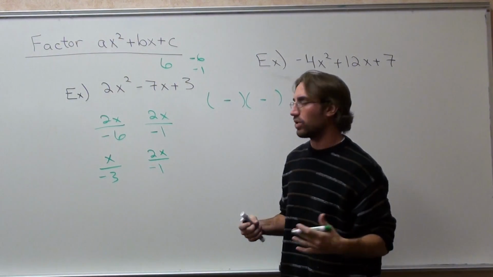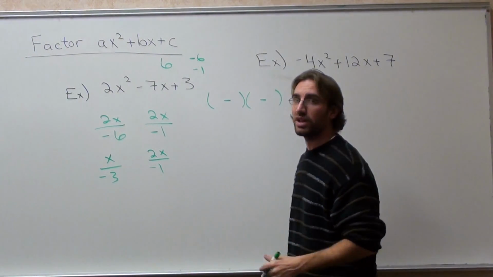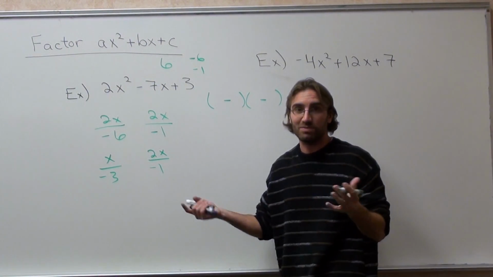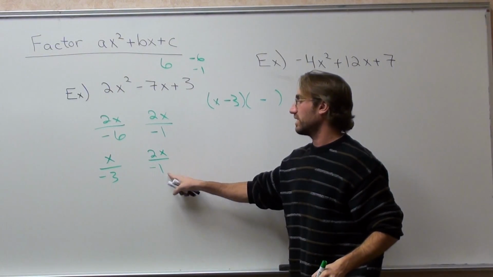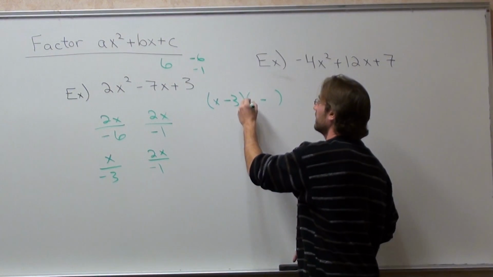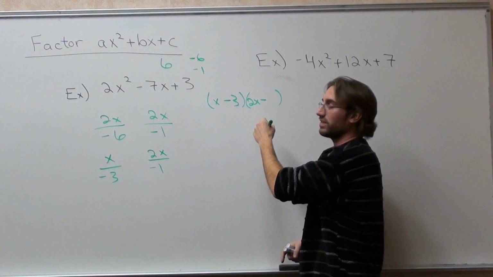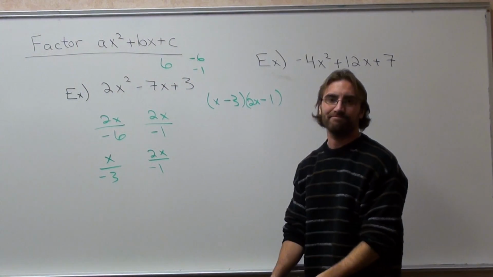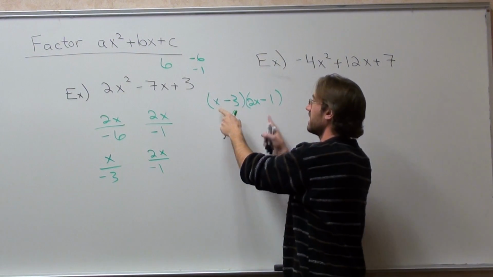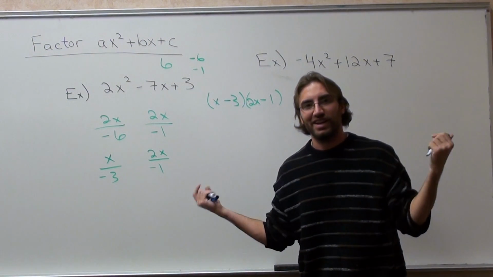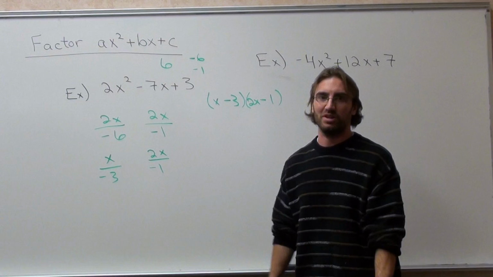Now the little trick works like this. Put this one in one of the parentheses, or one of the quantities, pardon me, and put 2x and negative 1 in the other quantity. And there's already a negative there. That's it. 3 times 2x is negative 6x. X times negative 1, negative x. That's all there is to it.